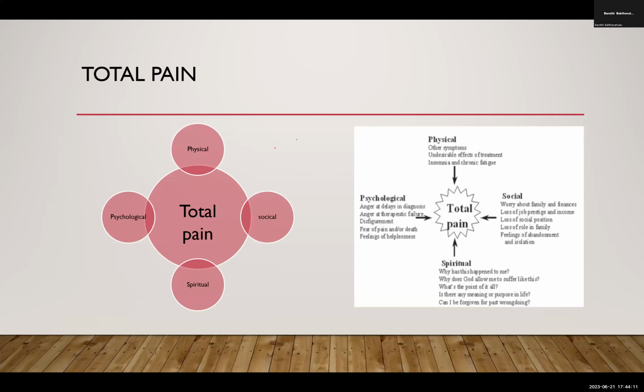As I said, pain is total, it involves physical, psychological and social aspects. We have learned a lot about physical pain, what the causes of pain are, and so on. But the patient can also have psychological pain.